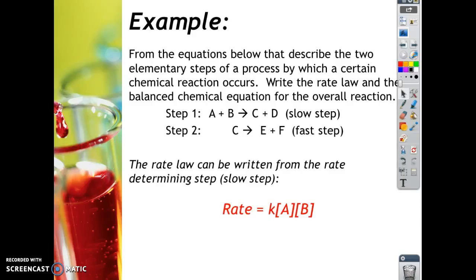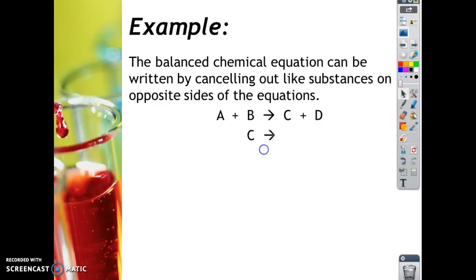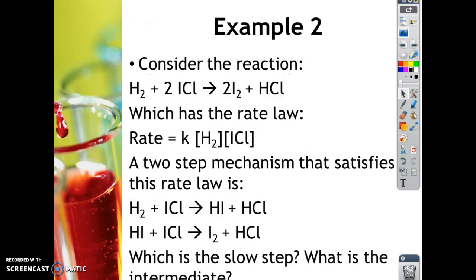So we can't consider it, and we also can only consider our slowest step, which is step 1. You'll always be told what your slowest step is. So we can write our rate law like this. Our A and our B are all that matter. Now we also have to think about each side of the equation and of course balance them out. Well, what's going to cancel here is our C. So our overall equation looks like this. C doesn't even matter. He's like a spectator, which we can call an intermediate. He doesn't matter. He's not a reactant or a product.